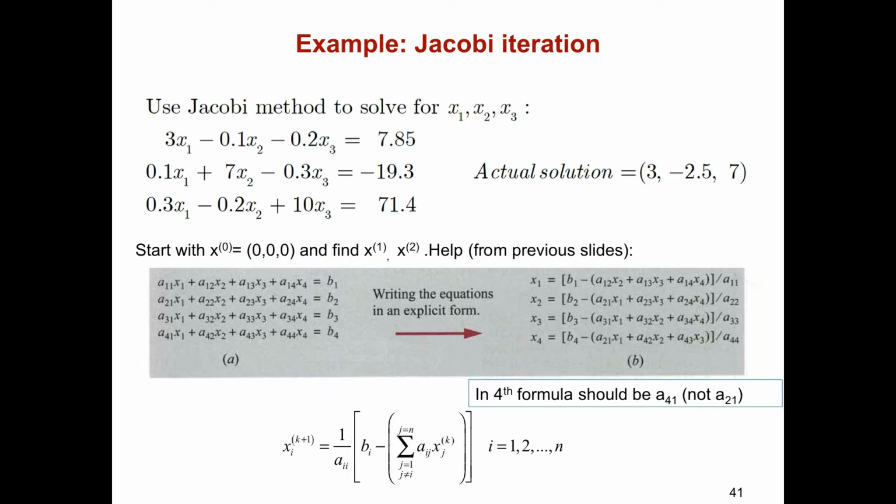So what is your first? Yes, so if I start from 0, 0, 0, what is my next vector? x1 is what? For x1, I plug in zeros here, I put it on the other side, but there's nothing to compute, right? So it's 7.85 divided by 3. Same thing if I was plugging it into here, it would be 7.85 minus this sum here, and then divided by 3. So what does that come down to?